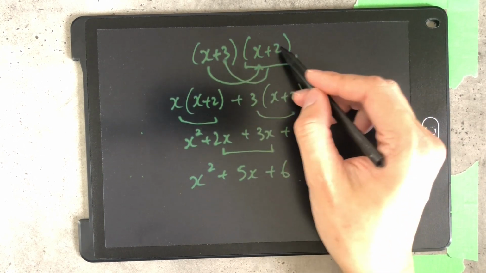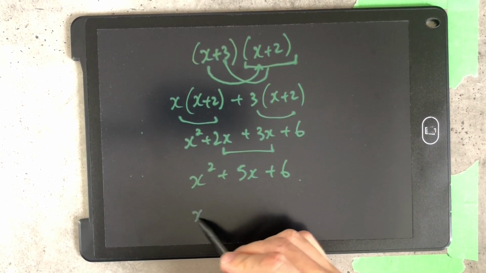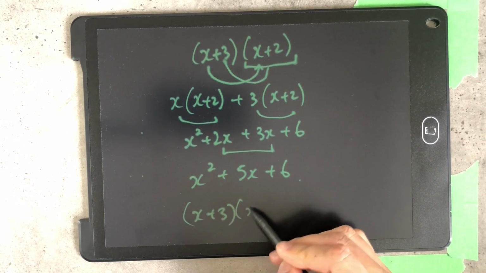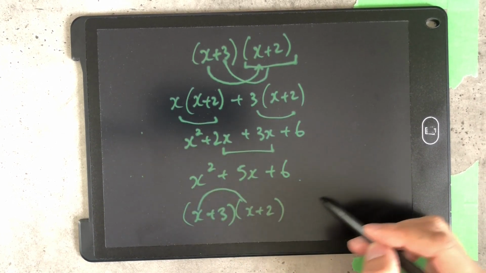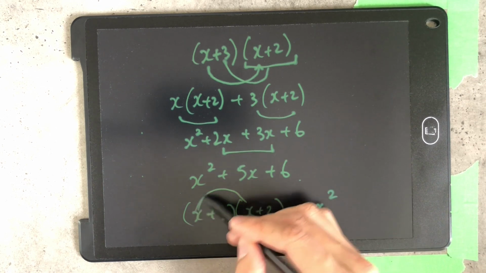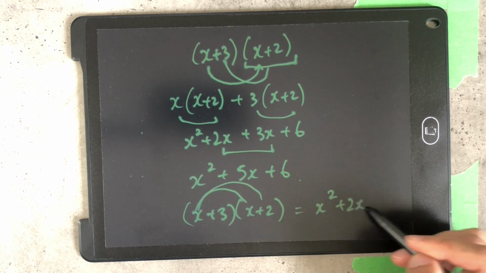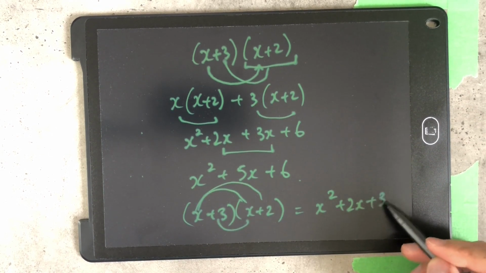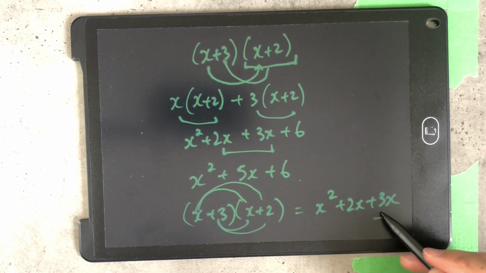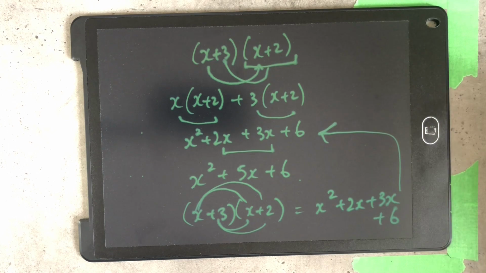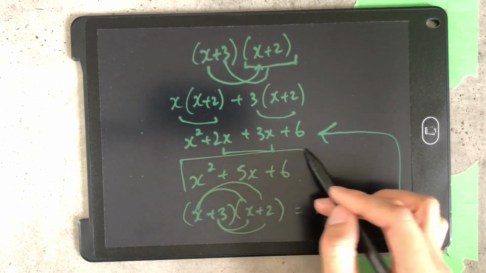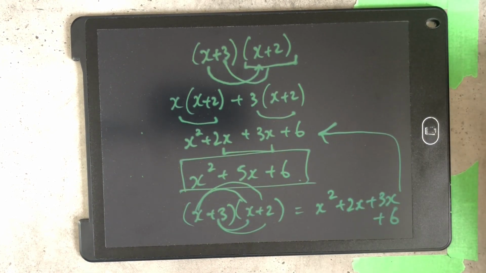So that would be the same if I did the FOIL. So x times x, I have x squared. X times 2 is 2x. 3 times x is 3x. And 3 times 2 is 6. So that is this second last step here, which gets us x squared plus 5x plus 6.